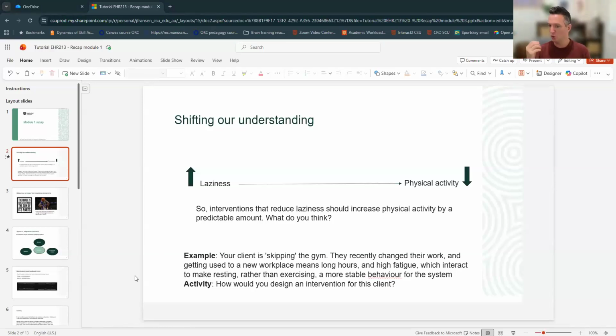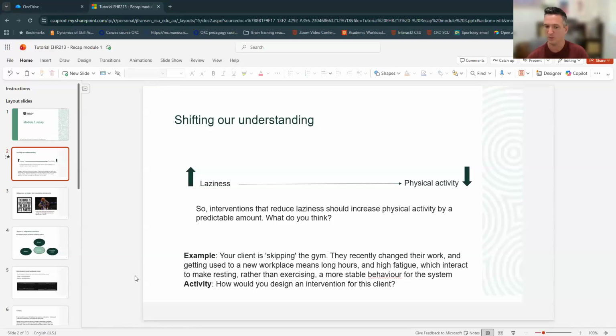But imagine this example. You have a client, but that client is skipping the gym because they recently changed their work and getting used to a new workplace means long hours and high fatigue. And those interact and they make resting rather than exercising a more stable behavior for the system. So when your client is skipping the gym, you can do two things. You can think, well, I wonder if my client's just being lazy. They're not showing up to practice because they're lazy. Because they're lazy, their physical activity will drop and they will get even lazier. Or you can think, well, I wonder what the context of this problem is like. I wonder what the system around this problem looks like.